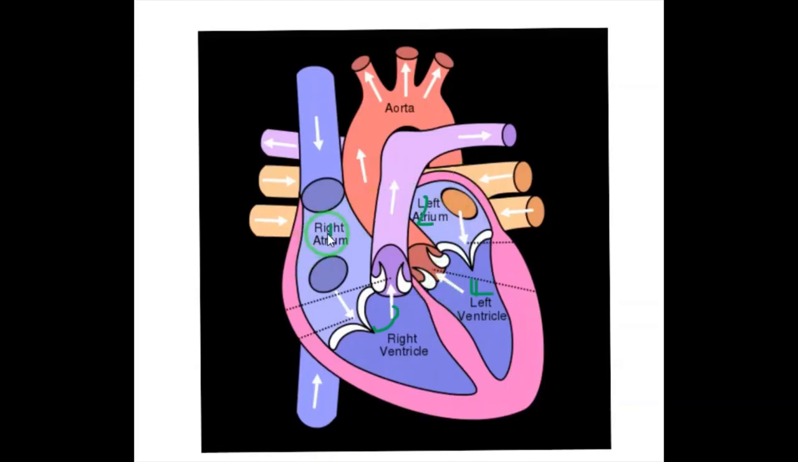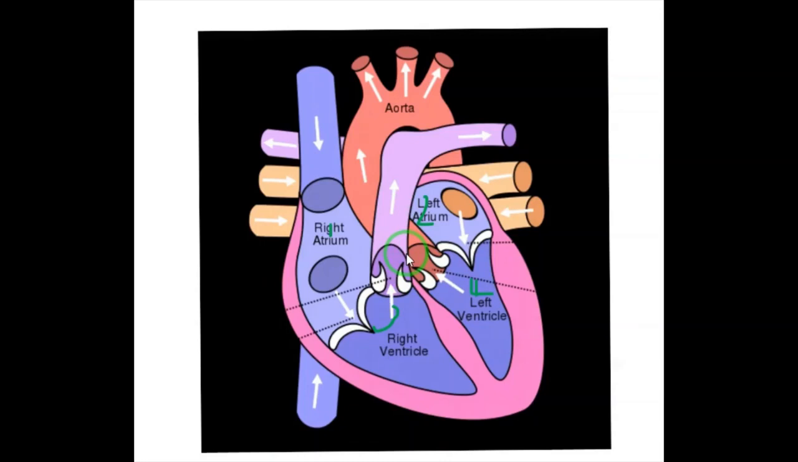That is the right auricle or right atrium, left auricle or left atrium. These two auricles are separated from each other by the interatrial septum, that is in this area. It is also not visible. So these two auricles are separated from each other by the interatrial septum.